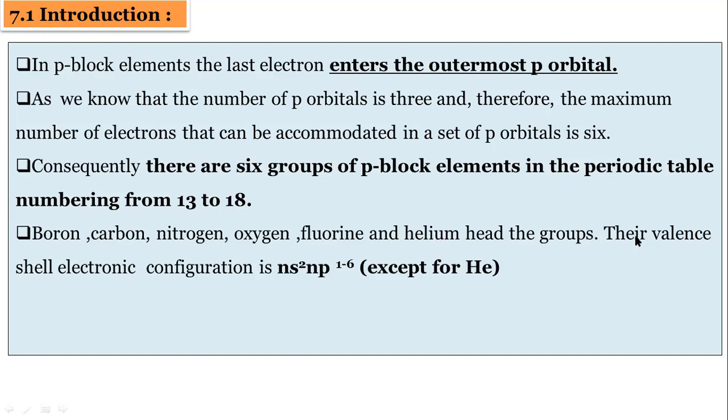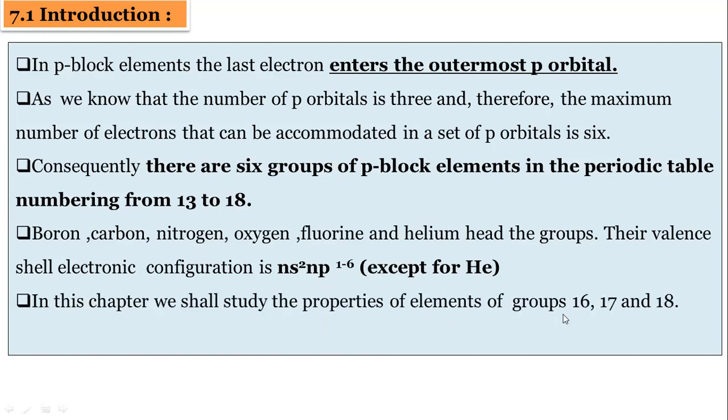So the valence electronic configuration of the p block is ns2 np1 to 6, except helium, because helium has the electronic configuration only 1s2. So this is the general electronic configuration of all the p block. This may be asked in the examination: write the general electronic configuration of p block elements. For 1 mark, they may ask this question: ns2 np1 to 6.